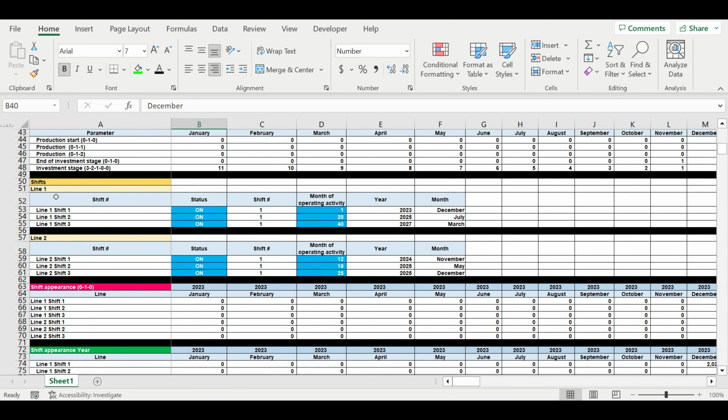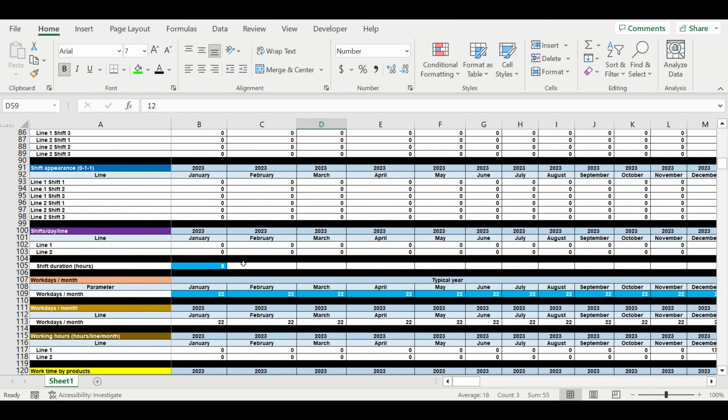Then we assume that each line has a maximum of 3 shifts. Here they are. We can switch on and off each shift from calculations, and we can specify when each shift appears. So the first shift appears December 23, the second may appear, for example, in the 10th month of operating activity. This will be September 24, and for example the third one will appear in the 20th month of operating activity, this will be July 25, and so on. The same story for line number 2.